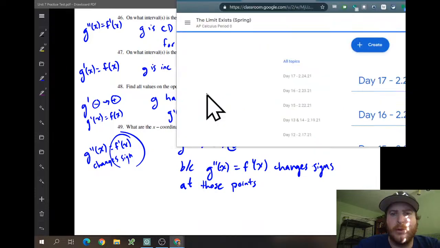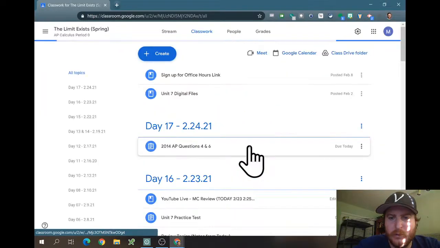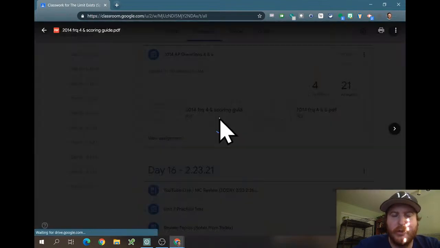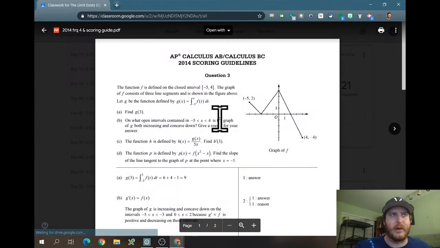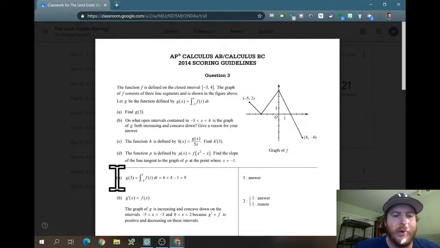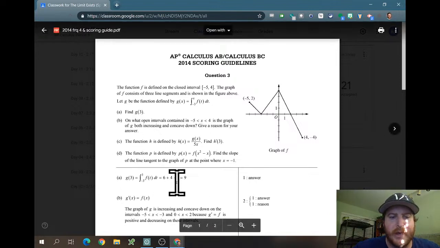Let me pull those up here. So we had questions 4 and 6. I'm going to pull up the scoring guides and look through them really quickly for us. So this first one is very similar to what we've been doing this whole time. G of 3, we just did the area under the curve. I don't think I really need to go over that.